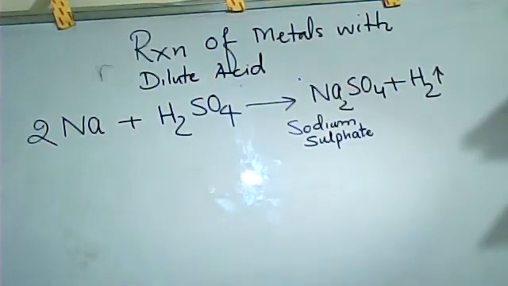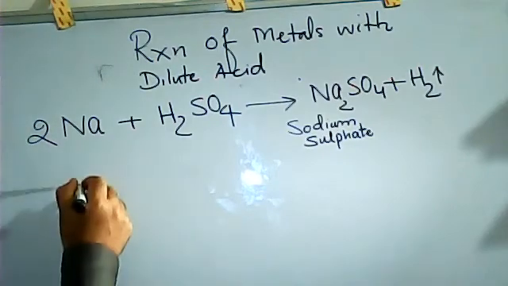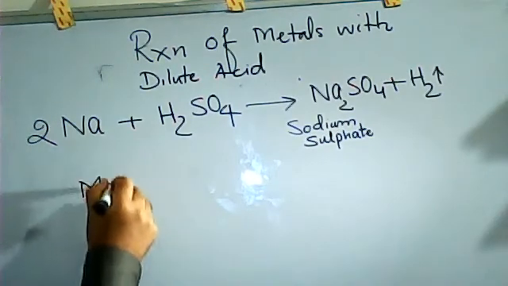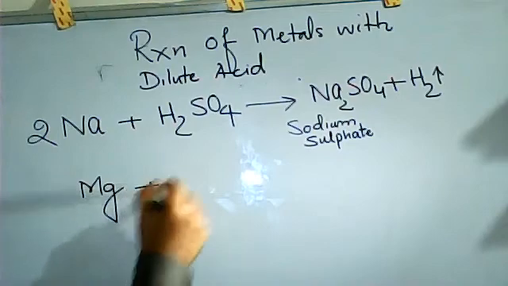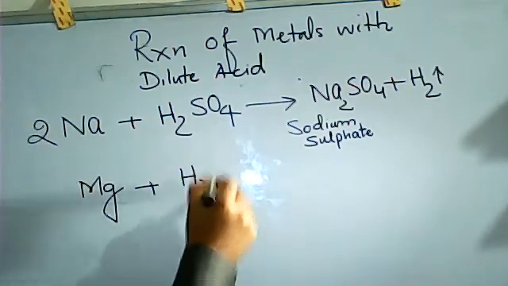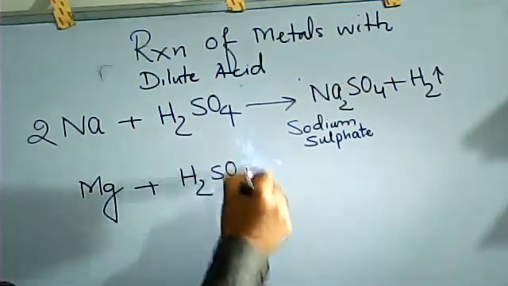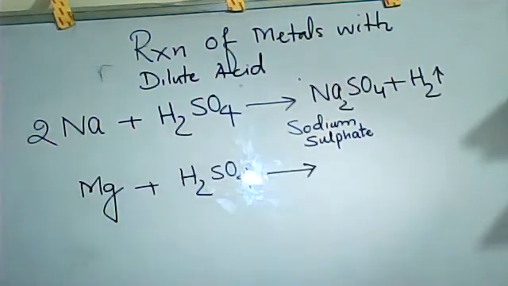Similarly, we'll take this magnesium and make it react with the sulfuric acid. The product formed will be, so here we write magnesium. This magnesium is reacting with sulfuric acid. The salt formed will be what? That will be magnesium sulfate. Simply, that will be magnesium sulfate.